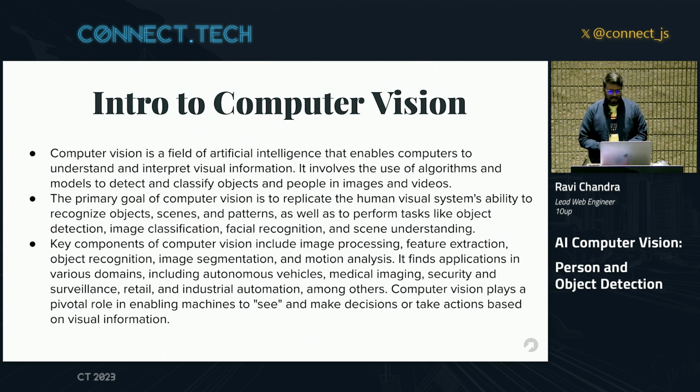Some of the key components of computer vision are image processing. Let's say we have an image. How do we process it? And then how do we extract the features within that image? How do we recognize the objects within that? Image segmentation and even motion analysis.